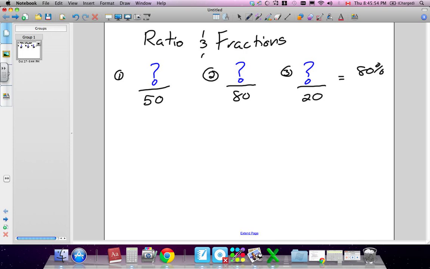Now, let's use this as a ratio. What ratio do you know? Can you give me a ratio where you know that ratio is equal to 80%? Or what fraction would be 80%, is another way of putting it.